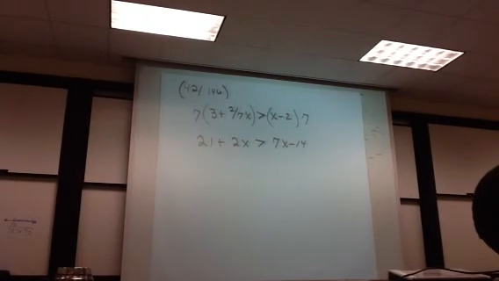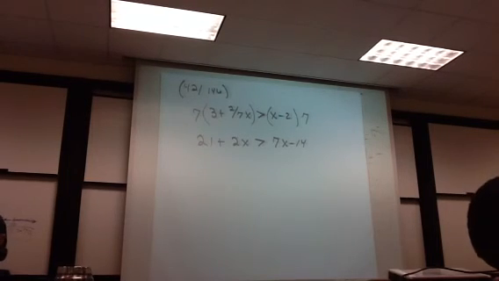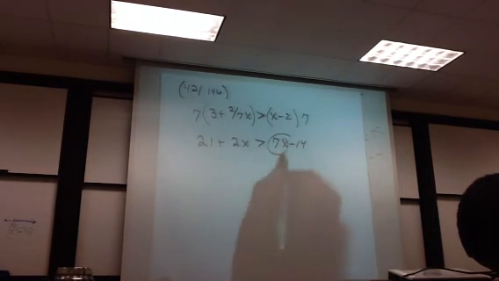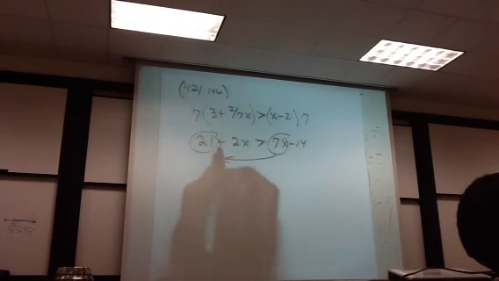Now that's a friendly looking inequality compared to the one with the fraction in it, isn't it? Whole numbers, we can handle this. According to my newfound wisdom, I moved my x's to the left, my numbers to the right.